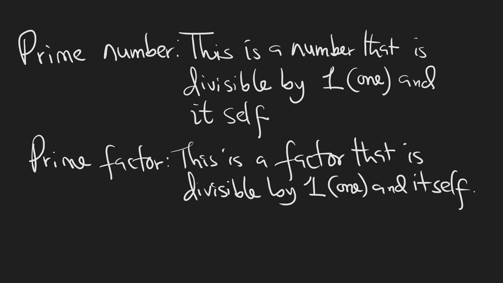A very good example of a prime number is 2. 2 can only be divisible by 1 and 2. There's no number that can divide 2. Another example is 3. There's no number that can divide 3 except 3 and 1 without remainder, right? Then we have 5. There's no number that can divide 5 without remainder except 1 and 5. So these prime factors are actually the factors of numbers that are divisible by one and themselves. So we're going to use these prime factors to find the lowest common multiple of a pair of numbers. So let's give it a try.